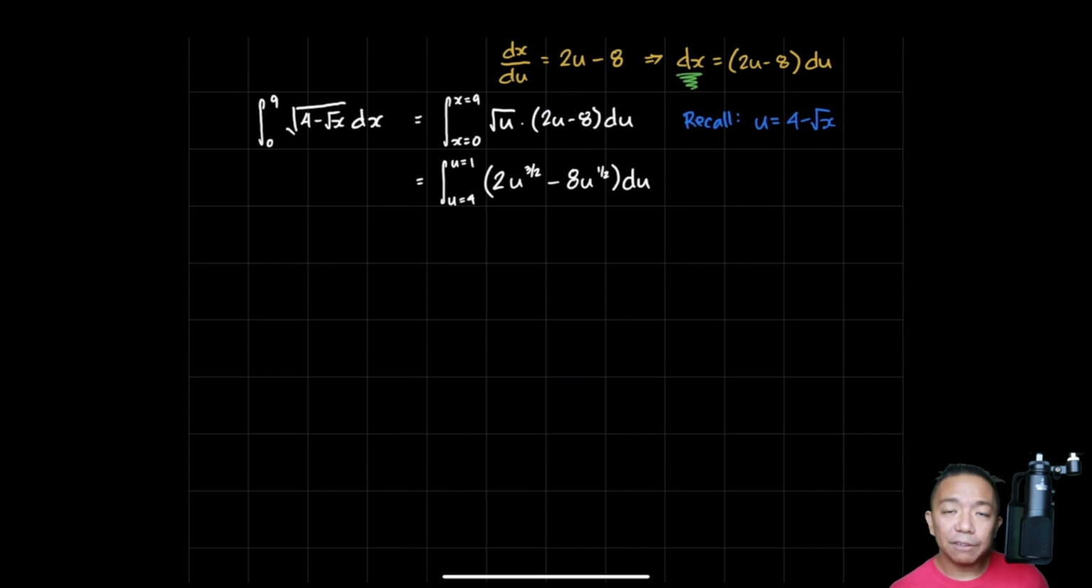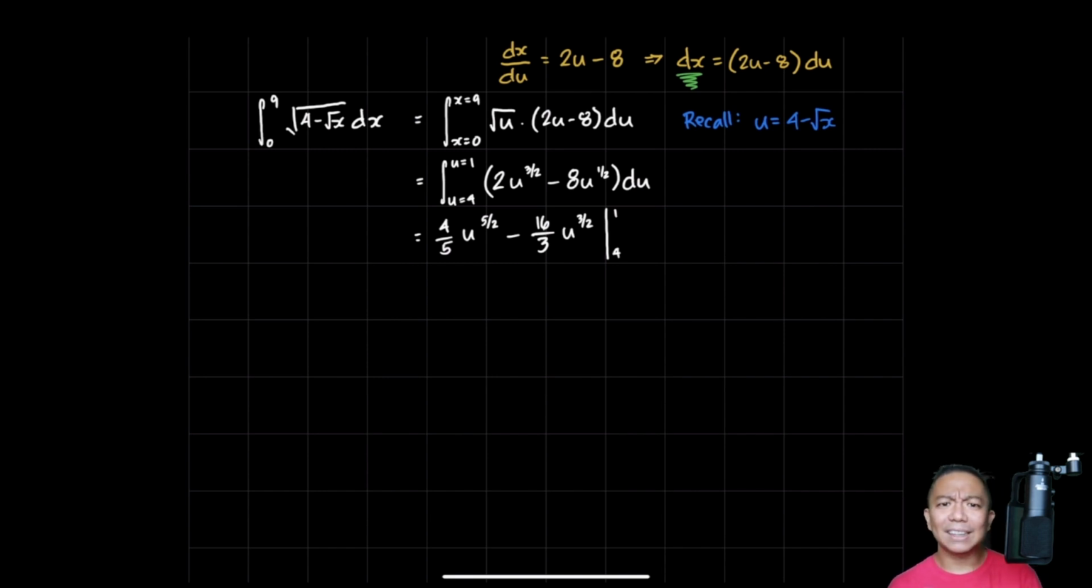Then we distribute the square root, we'll get 2 times u raised to 3 halves minus 8 times u raised to 1 half. We apply the power rule, we'll get u raised to 5 halves times 2 over 5 times 2, kaya may 4 over 5 sa unahan. You get u raised to 3 halves times 2 thirds times negative 8, kaya naging negative 16 over 3. We are evaluating this from 4 to 1.